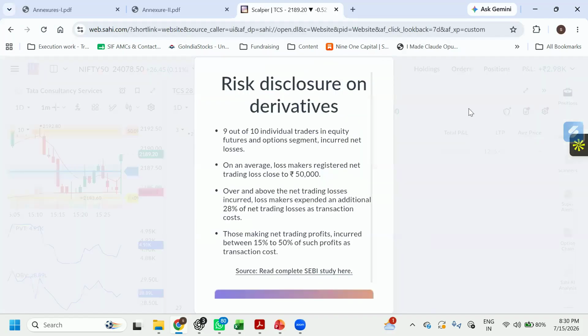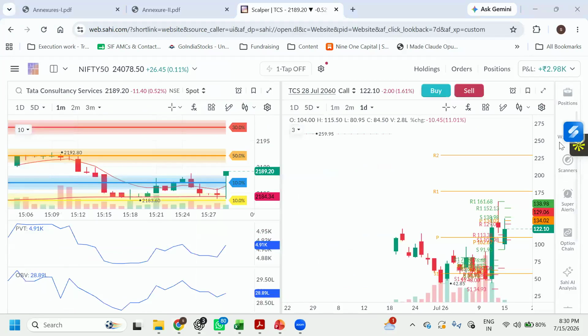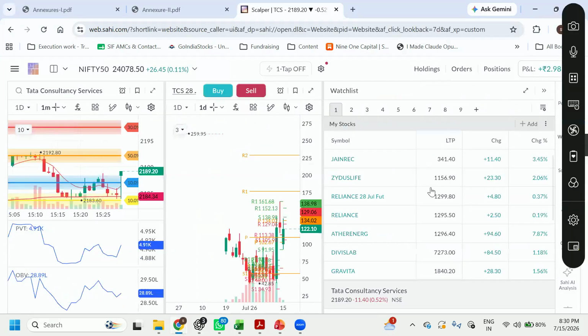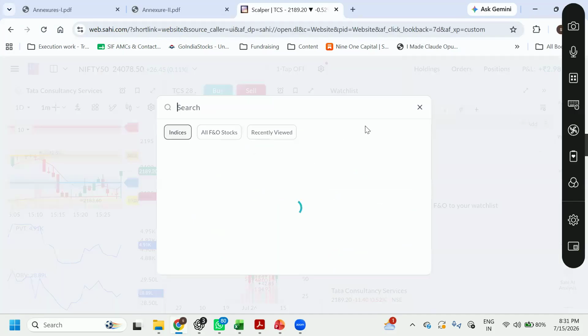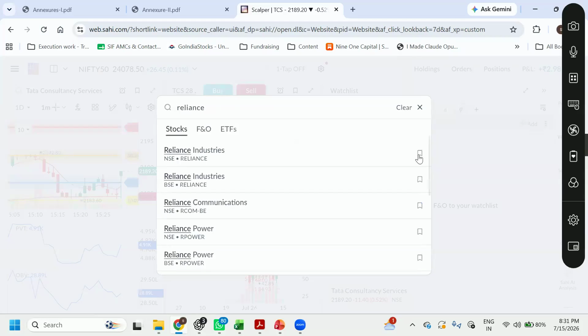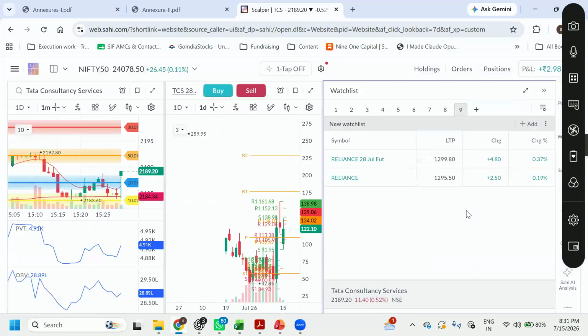So, for example, if I wanted to purchase Reliance as a stock, 500 quantity of Reliance positions. Let's actually look here. I will add two positions here: Reliance as a stock, and then Reliance futures. Now, understand this situation here.